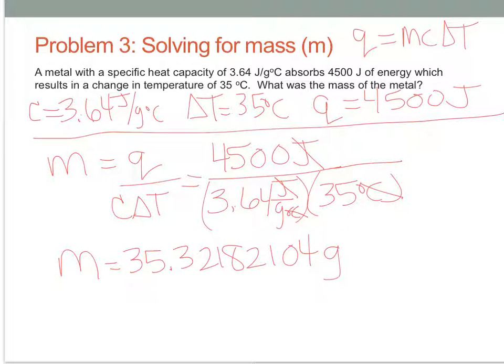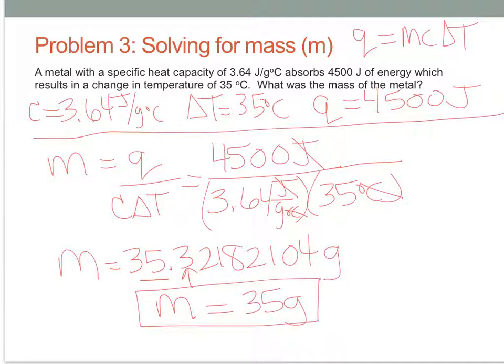Looking up at our delta T and our Q, we see that we have two significant figures, which means we have to look at the second one, counting from the left. That's our 35. The number immediately following it is a 3. The rule is 4 and below, we let it go. So our mass is going to round to 35 grams, and we'll put our little box around it.